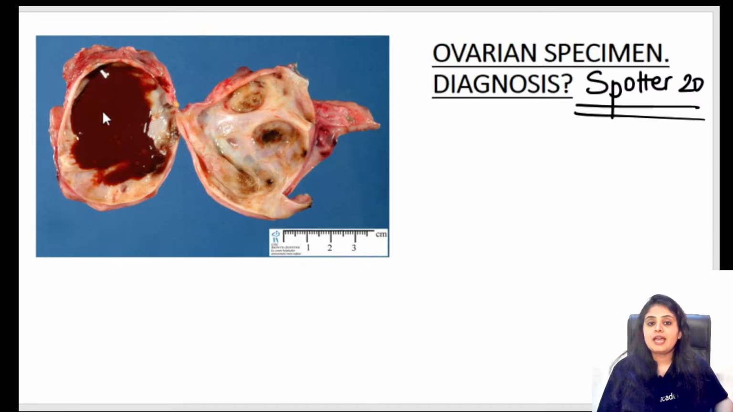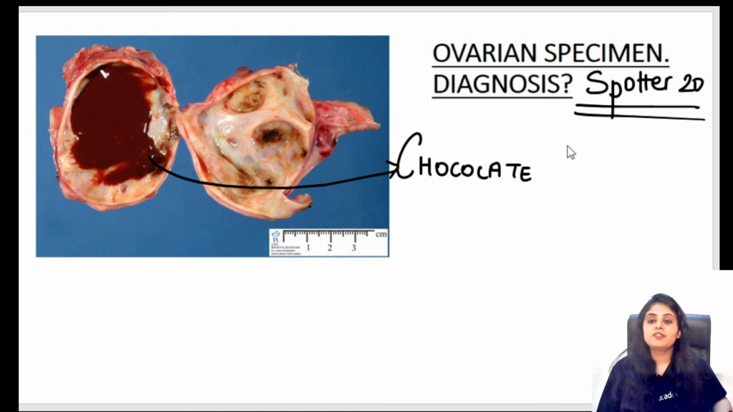Ovarian specimen, and it has a classical fluid inside it. I'm ruining a lot of food items for you today. First I ruined shish kebab. Now obviously I'm ruining chocolate as well. So this is a chocolate cyst in the ovary.